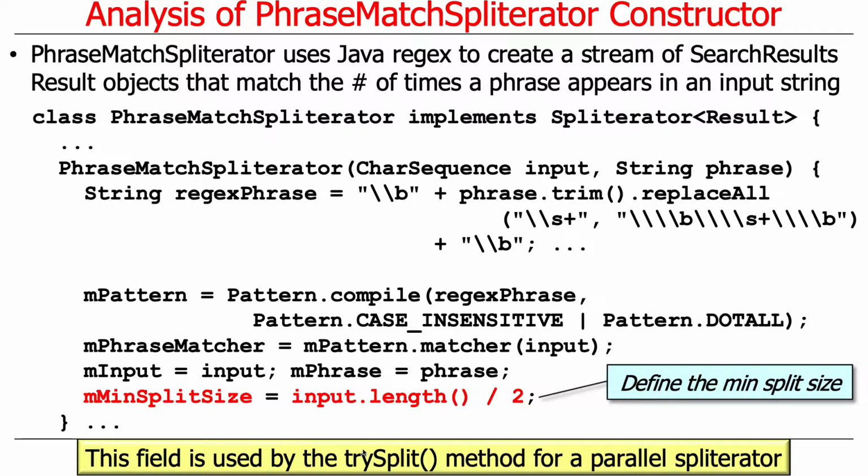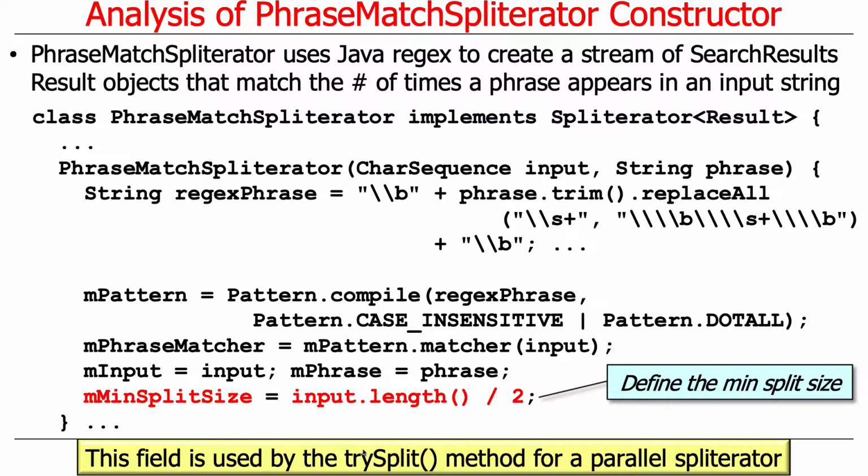And then we set the min split size to be input.length divided by 2. So what we're doing is we're taking the entire size of the input, dividing it by 2, and using that as the min split size. What this means, in effect, for this particular program, is that for every work of Shakespeare, we're going to break it up into 4 chunks and search those 4 chunks in parallel. I did that just with a little trial and error, trying to see what happened.